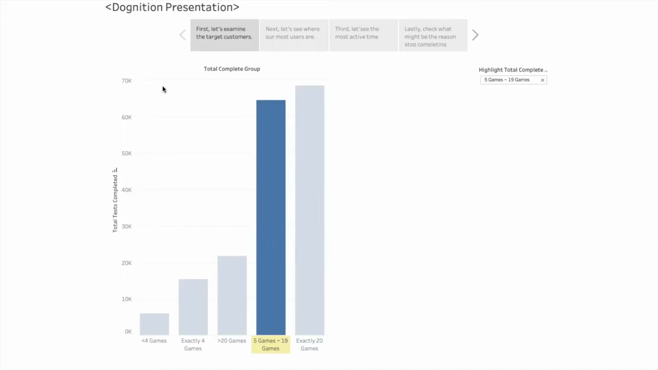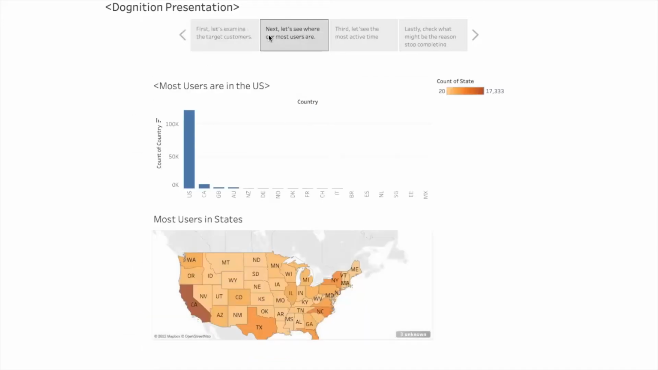Okay, next, let's examine where most of our users are located. So based on the data given, we can see most of our users are in the US, and the number of customers is much higher than other countries. And within the US, we can see people from California, Texas, Florida, North Carolina, or New York show more interest than other states. So I would recommend we start doing more promotions in Texas, Florida, North Carolina, and New York first to see how well it goes.